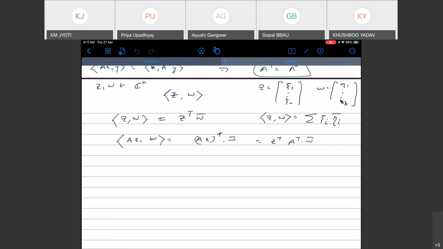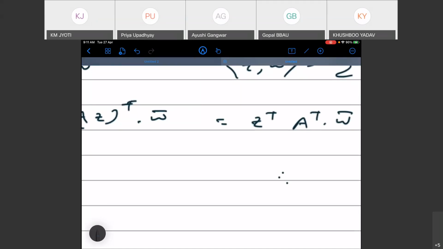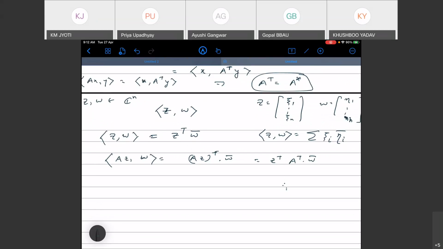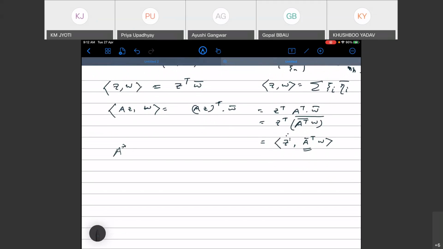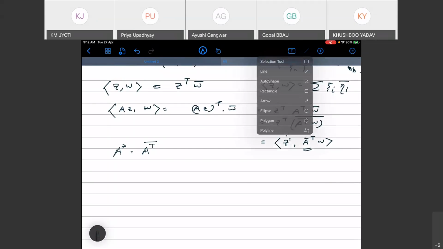This is equal to z transpose times the conjugate of (A transpose bar w), which is nothing but <z, A star w>. So this is conjugate and transpose, it is called the conjugate transpose. So A star is the conjugate transpose of A. Any doubt? Okay.